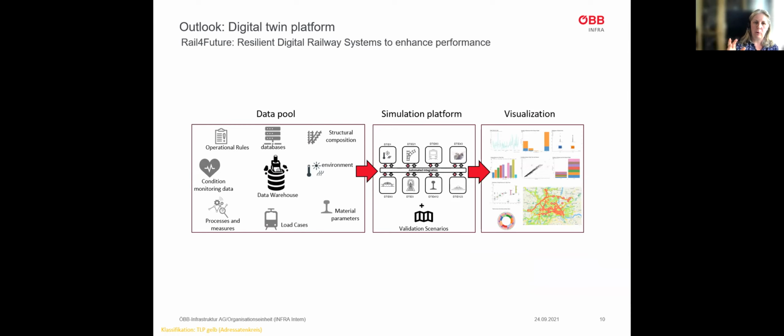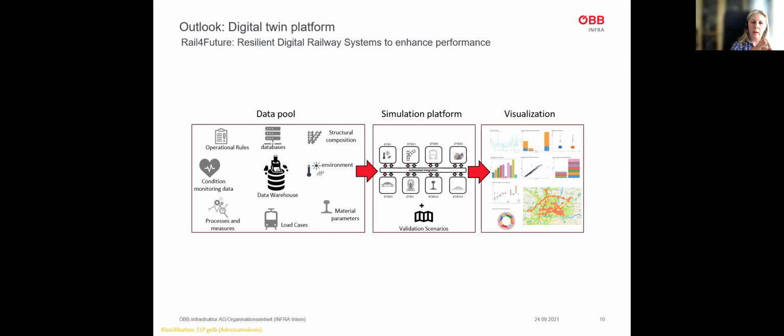The three parts of the project are, on the left side, of course, a kind of data pool where we have asset data, material parameters, behavior models, and condition monitoring data coming from sensors and so on. Of course, we also need the train operation data, for calculating the load, for the wear of the tracks and so on. Then we put all this together with the behavior models into our modular simulation platform.